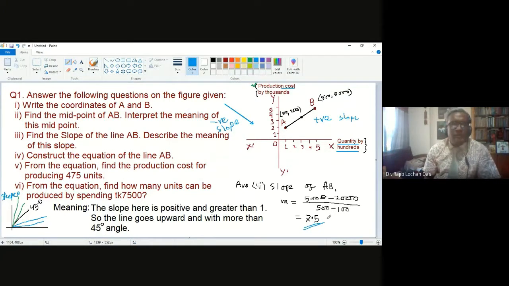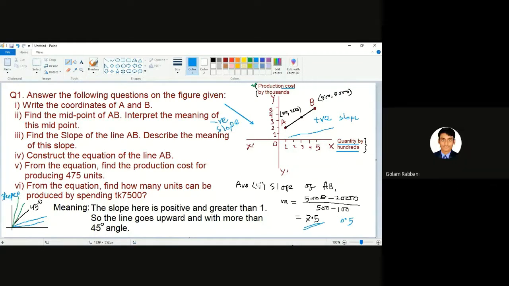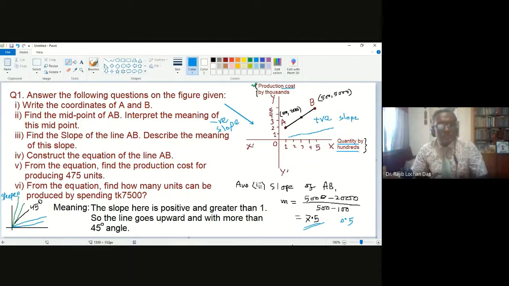So if it is going up, but it is like this, okay, then it means lower than 1, maybe 0.5. It is also positive, but it is flat. And if it is 7.5, that means more than 45 degrees, so it is steeper, it is up. Do you understand this? Is that okay? Yes, sir. So that is the meaning of the slope. Now let me go to the next question.